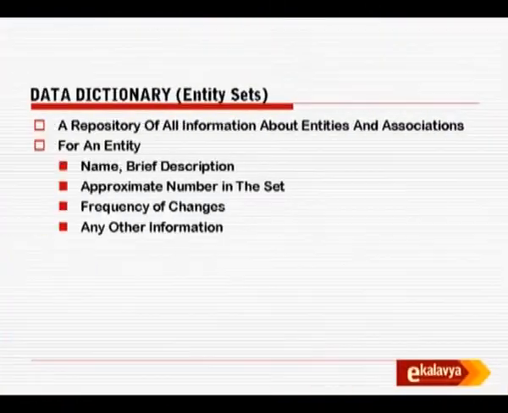Diagrams are merely tools to indicate to us the overall features. But along with each diagram there must be a data dictionary describing a variety of things. So, a data dictionary for entity sets, which is a repository for all information about entities and associations. For each entity: the name of the entity, a brief description, the approximate number in the set.